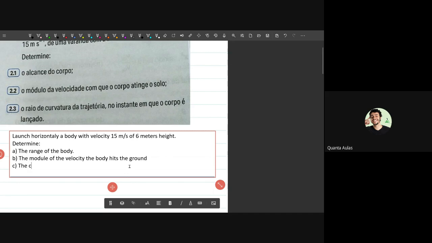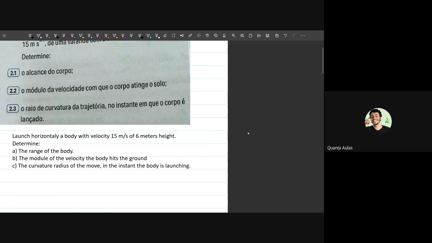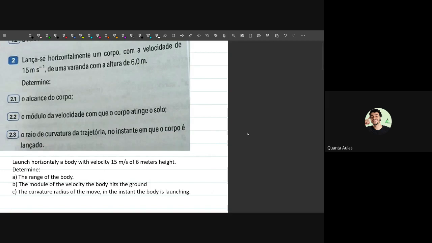The curvature radius of the movement at the instant the body is launched. This is a little strange to me. But I suppose you can do the first two questions, okay? Again, you can do this drawing, it is the same drawing as the last question. You can start this, okay?